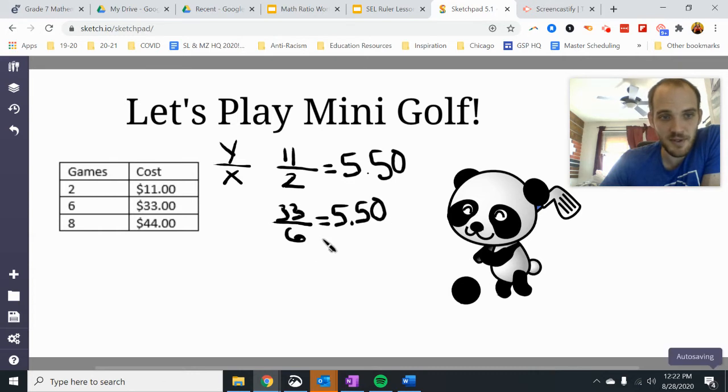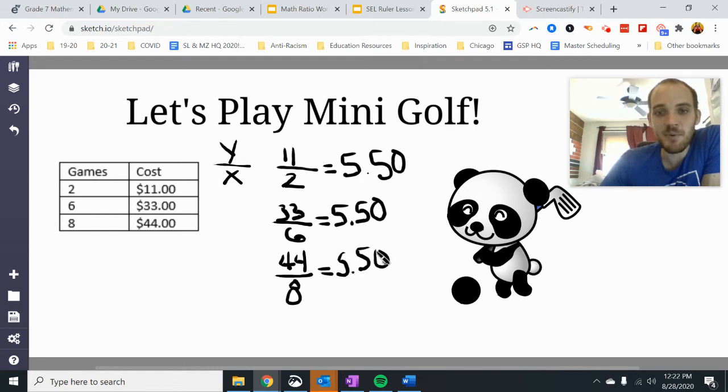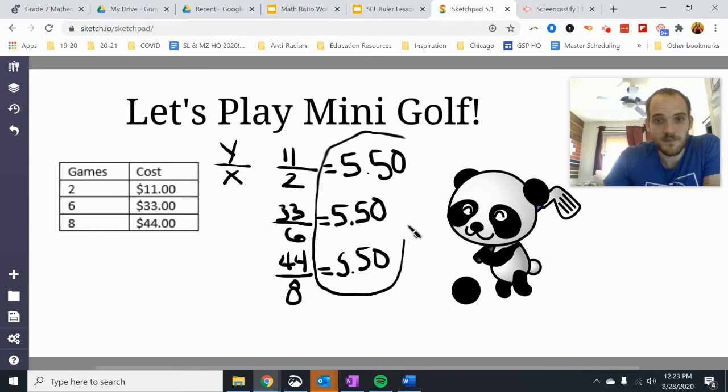All right. Now, a great mathematician always tests everything they have. So those two are alike. Let me test the third. What is 44 divided by 8? $5.50! That is correct. 44 divided by 8 is $5.50. So take a moment and ask yourself, is this a proportional relationship and why? Hopefully you said, yes, this is a proportional relationship because y over x is constant.